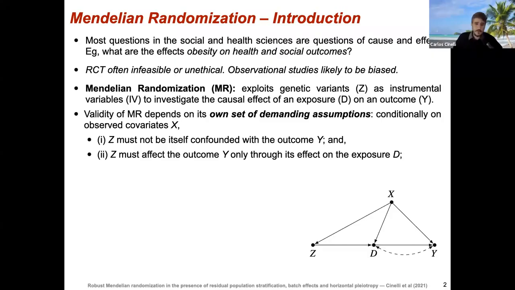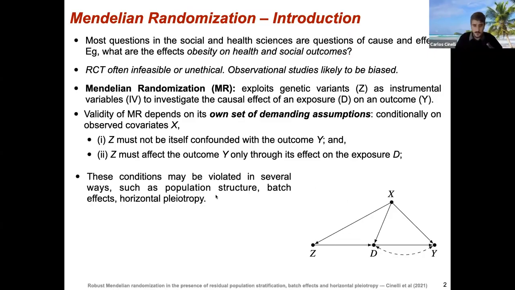All right, so this is the traditional DAG that people would show you for a valid instrumental variable study or a valid Mendelian randomization study. So you can see here that our genetic instrument Z affects our exposure trait D, and it's not connected to our outcome trait Y except through its connection with the exposure trait D once we condition on some observed covariates X. And I'm gonna tell you right now what people usually do for these covariates X.